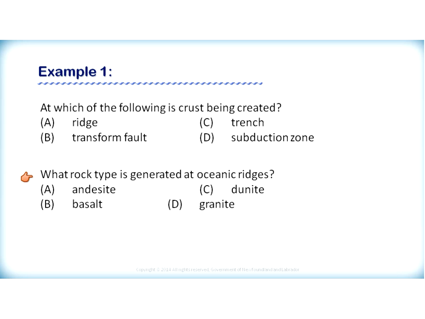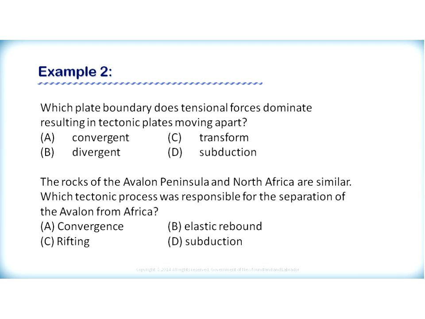Second question reads, what rock type is generated at oceanic ridges? We know that oceanic ridges are located beneath the oceans. Therefore, they form in the ocean floor. And the main rock type that makes up the ocean floor will be a rock called basalt, which is a mafic rock. So our answer to the second question would be B, basalt. Basalt would be the rock type generated at oceanic ridges.